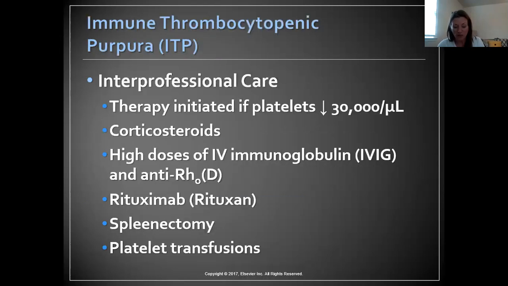ITP is treated typically with platelet transfusions, although they can also be treated with corticosteroids, high doses of IV immunoglobulin or IVIG, and anti-RH, Rituxan, or splenectomy.